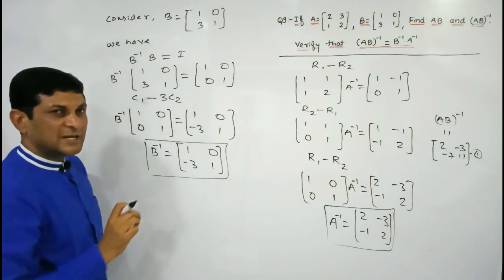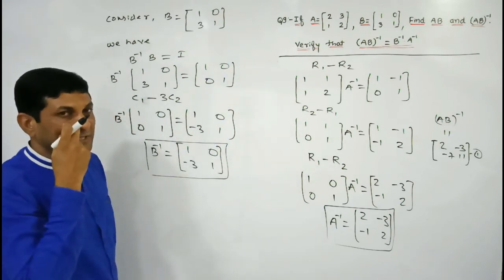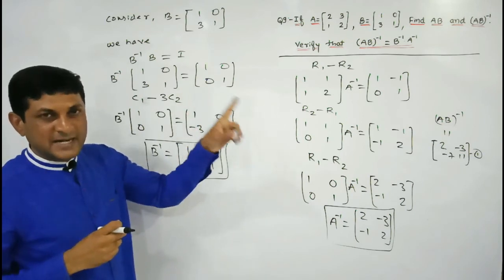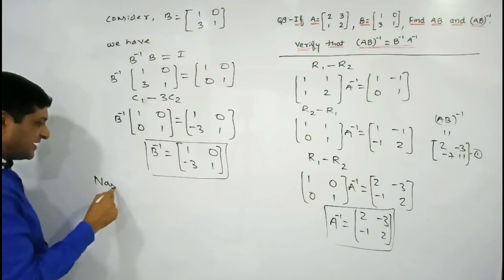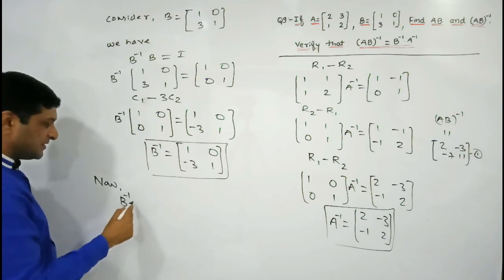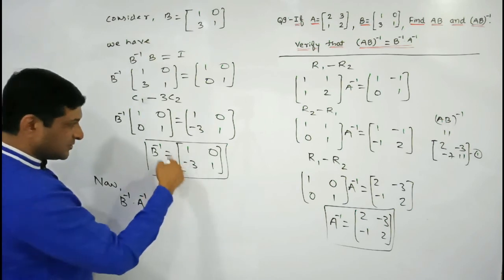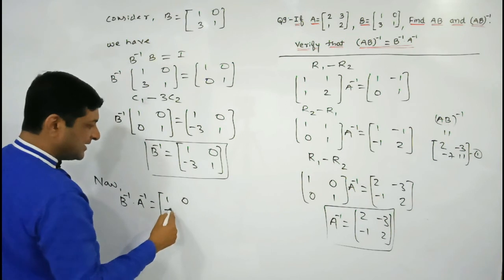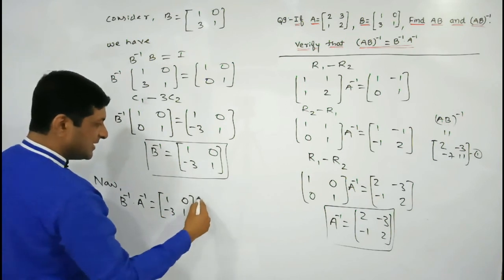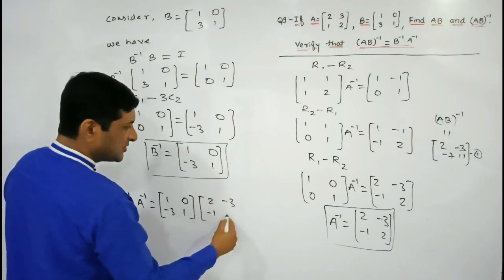Once A inverse and B inverse are known to us, now to find out our value of the right hand side we have to take their multiplication. So now we are finding the multiplication of B inverse and A inverse. The elements of B inverse are known to us: 1, 0, minus 3, 1, and the elements of A inverse are 2, minus 3, minus 1, 2.